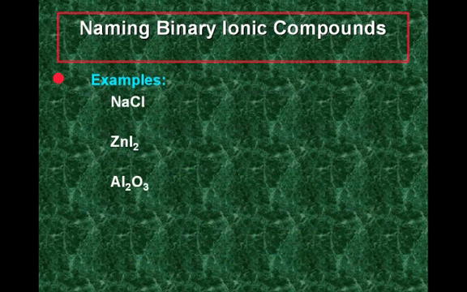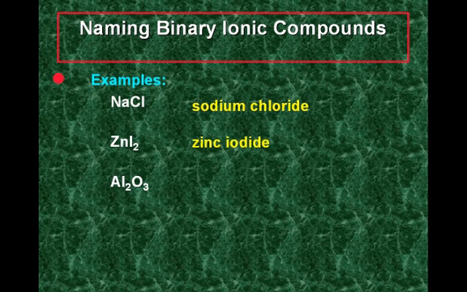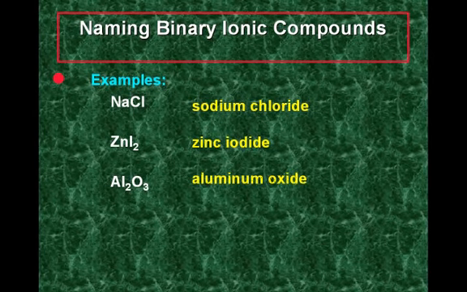Now let's take a look at 3 examples here. Na and Cl. So Na is sodium. Cl is chlorine. We change the ending to IDE, so we get sodium chloride. ZnI2. Zn is zinc. I is iodine. We change the ending to IDE, so we get zinc iodide. And then finally aluminum, Al, O, oxide, so oxygen and ending change to IDE, so that final compound becomes aluminum oxide.